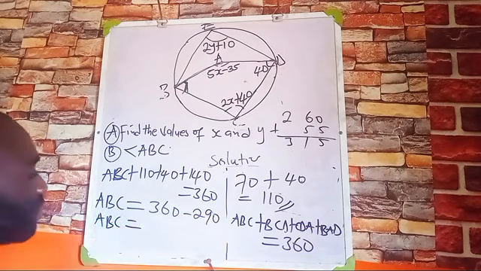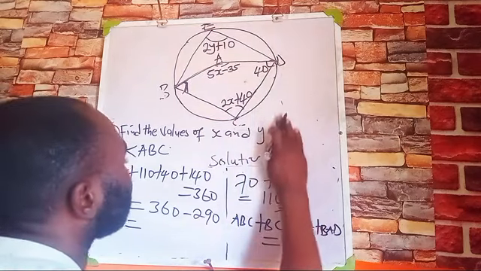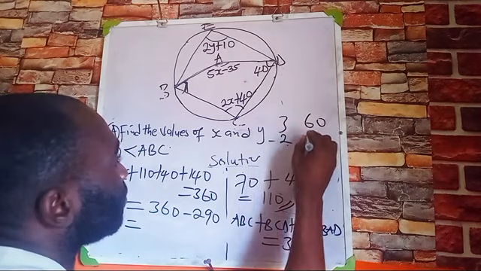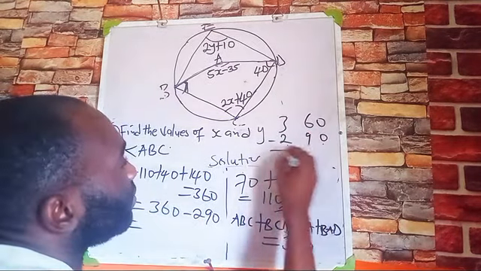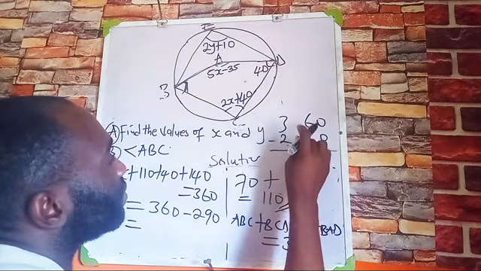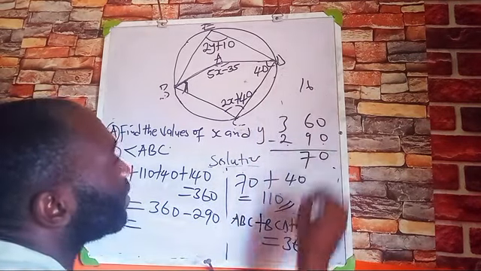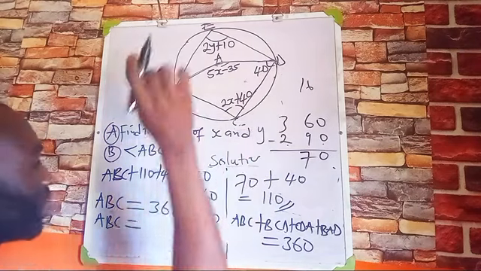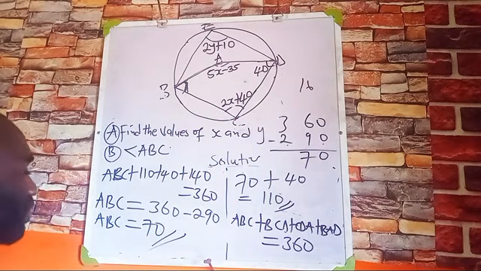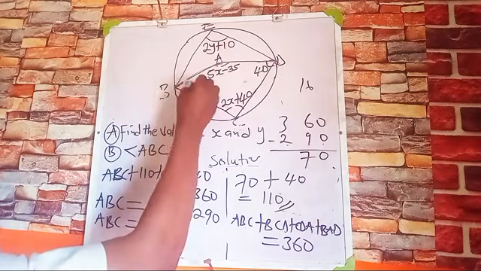ABC is equal to, let's do it here, 360 minus 290. 0, blow 1 here, making it 16. And 16 minus 9 is 7, then 2 minus 2 is 0. So that gives us 70. So angle ABC is 70. So this angle here is 70.